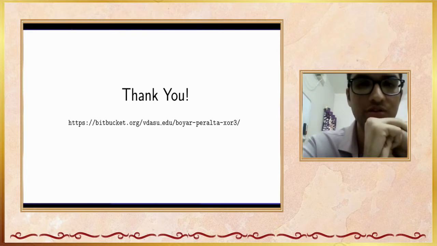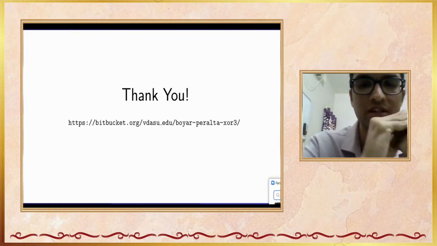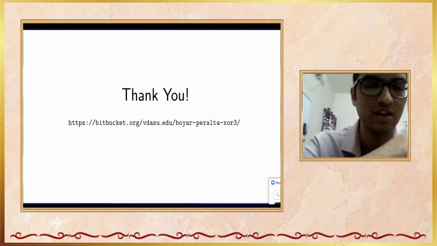So all of the source code can be found on Bitbucket at the following URL. The implementation contains our algorithm as well as the IWSec algorithm, to generate and extend the functionality of the Paar algorithm to incorporate XOR3 gates. Thank you.